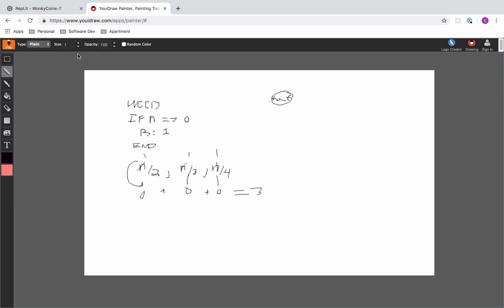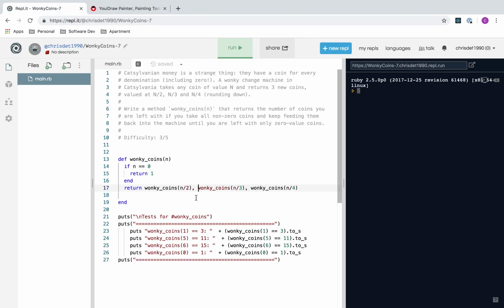I'm just going to follow that same logic here. I'm going to go wonkyCoins plus that, wonkyCoins plus that. So I'm going to keep on feeding that back into the machine. It's going to make a big, huge recursion tree, and it's going to add up all the zeros at the bottom. So let's run it and see if it works.